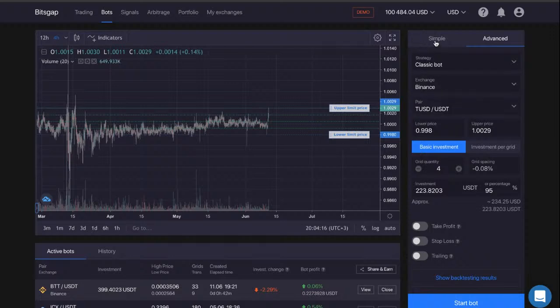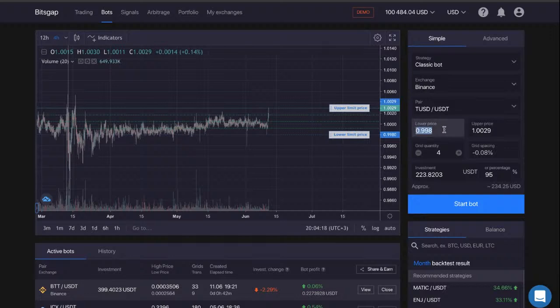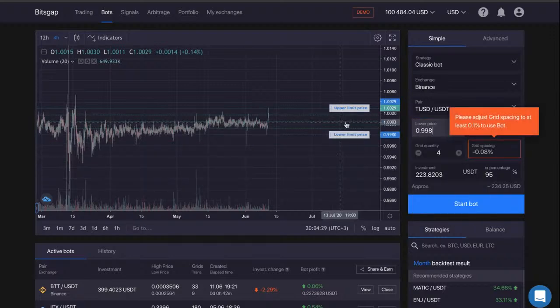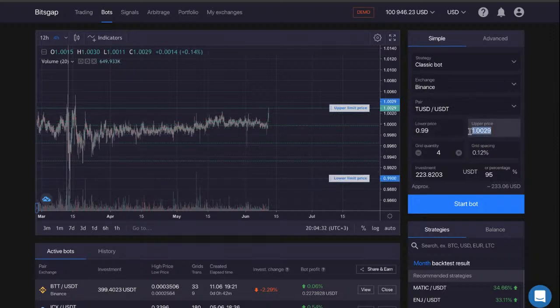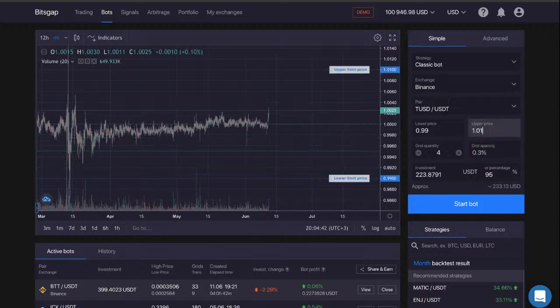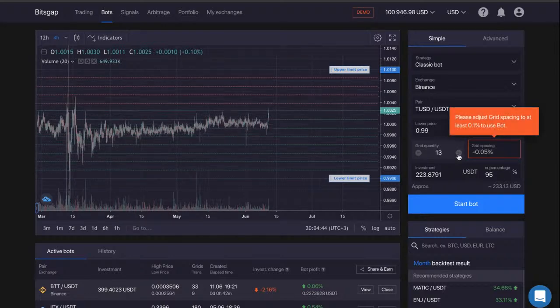So first of all, I forgot to show you that you can manually adjust the lower limit price like this. No, actually, let's use 998.99. And the upper, let's set it to 1.4. No, it's 0.001, let's say. And now let's also manually change the grid quantity. As simple as that.